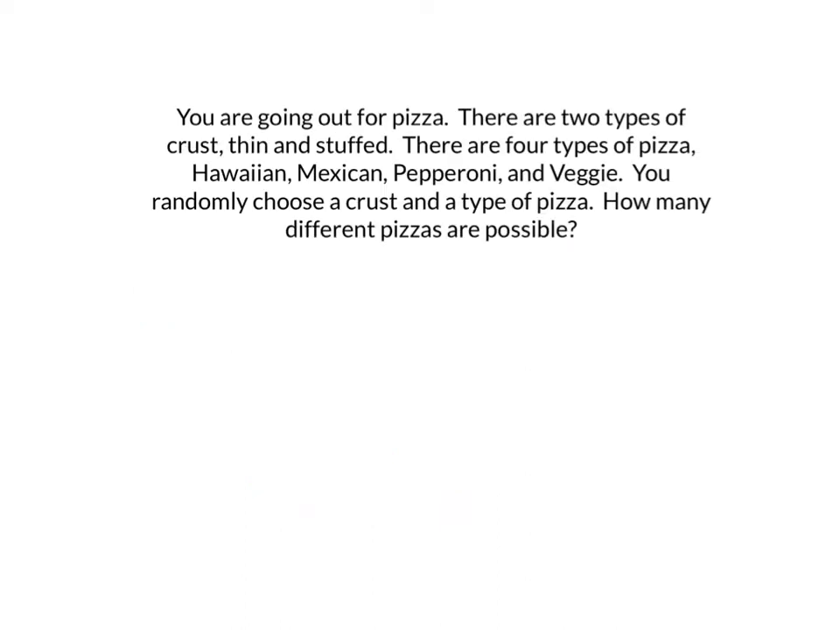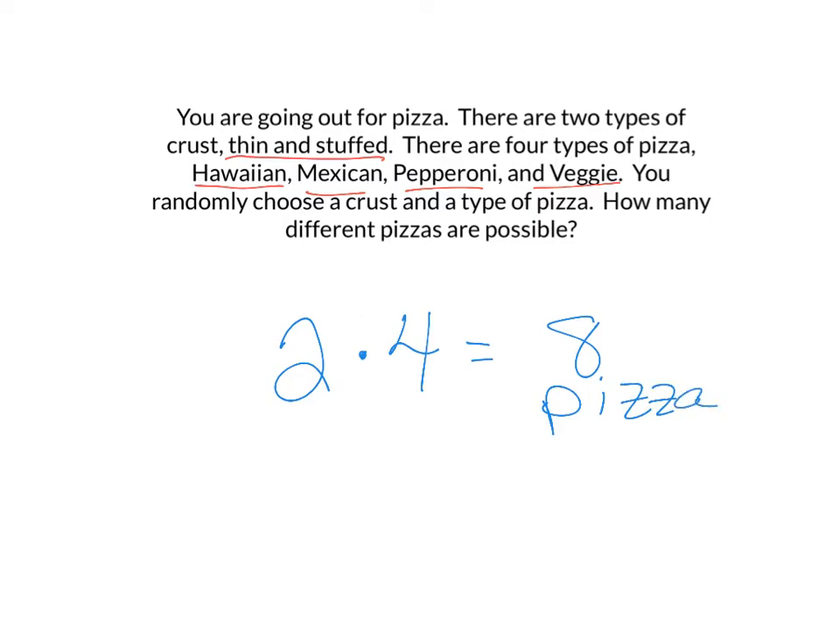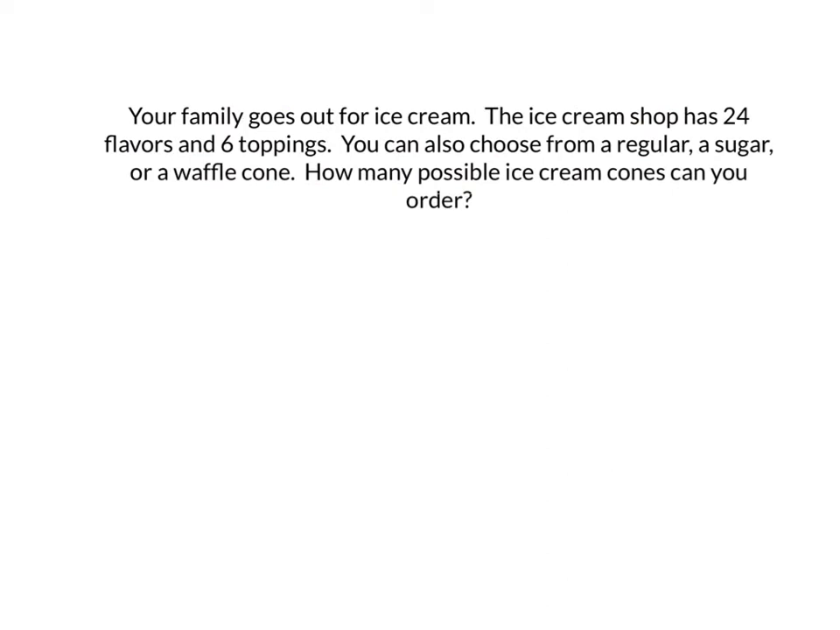So let's try one. We are going out for pizza. There are two types of crust, thin and stuffed. There are four types of pizzas: Hawaiian, Mexican, pepperoni, and veggie. You randomly choose a crust and a type of pizza. How many different possibilities are there? So we have two kinds of crust and we have four kinds of pizza. So we have 8 possible pizzas that we could order. That's it, just multiplying.